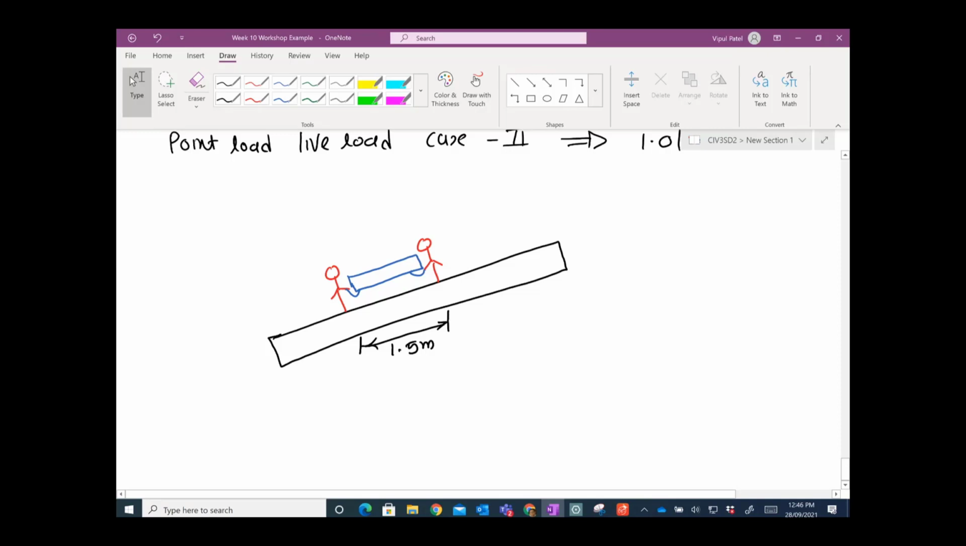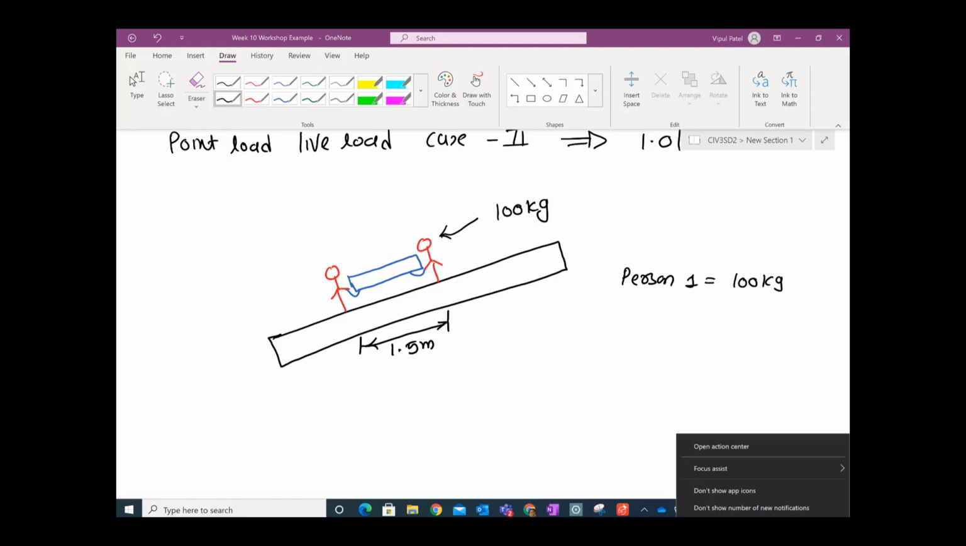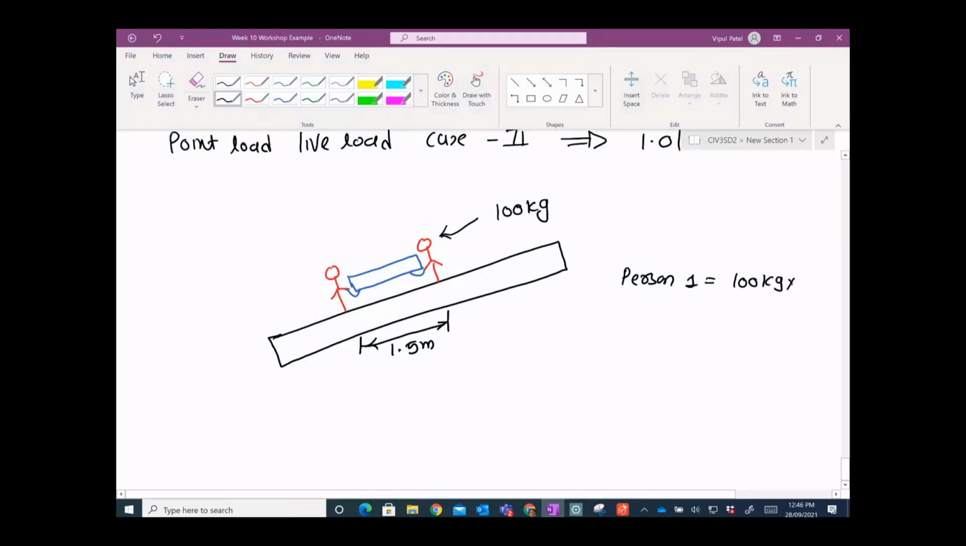Let's say each person is 100 kilograms. So person 1 is 100 kilograms. Then you can multiply by 9.81. Sorry. Let's say times the gravity, 9.81 or 10. Then you have 1000 newtons, divided by 1000 to get it in kilonewtons. So each person is providing 1 kilonewton of load onto that stringer.